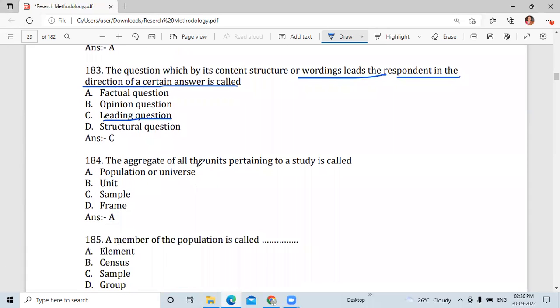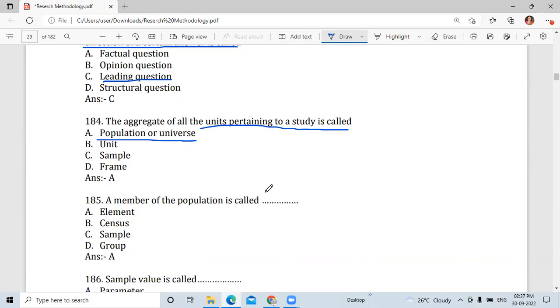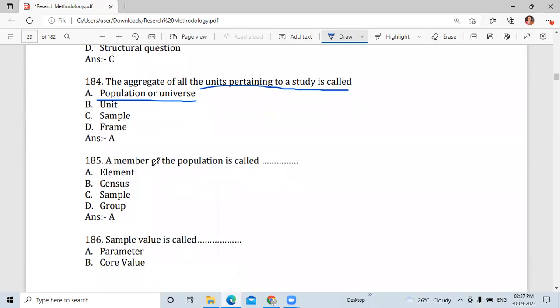The aggregate of all the units pertaining to a study is called the population or universe. A member of the population is called what? It is called an element.